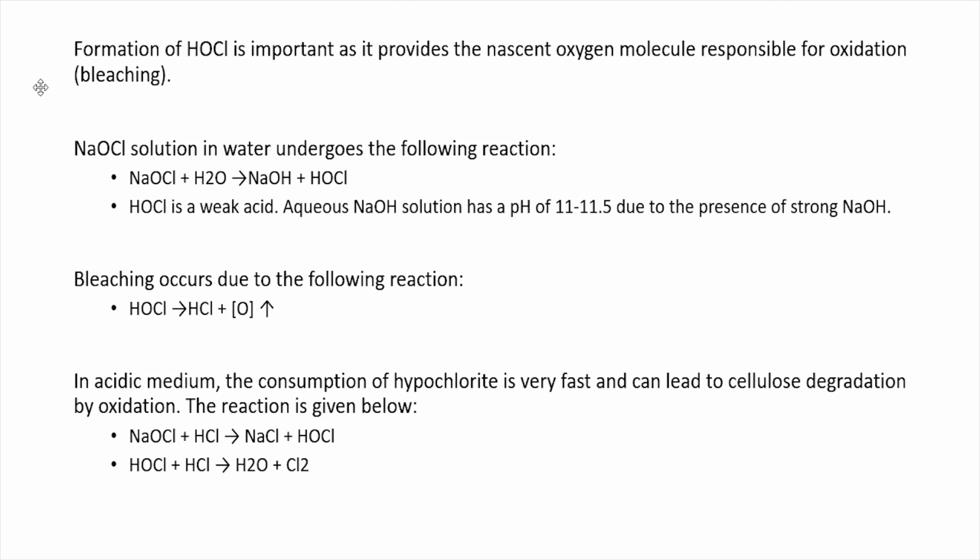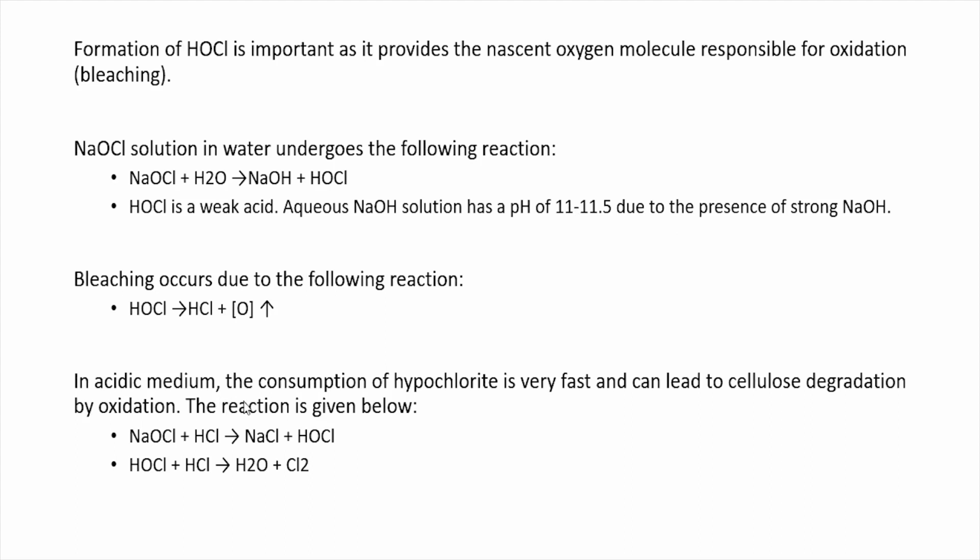So NaOCl solution in water undergoes the following reactions: NaOCl plus H2O. NaOCl is sodium hypochlorite, and in the presence of water, it is converted into NaOH and HOCl. This HOCl is a weak acid. The aqueous sodium hydroxide solution has a pH of 11 to 11.5, and due to that strong NaOH, it is converted to HOCl plus HCl, and it gives nascent oxygen. So in the presence of sodium hydroxide, you get nascent oxygen; without the sodium hydroxide, you won't. So the pH 11 to 11.5 is very important for bleaching.